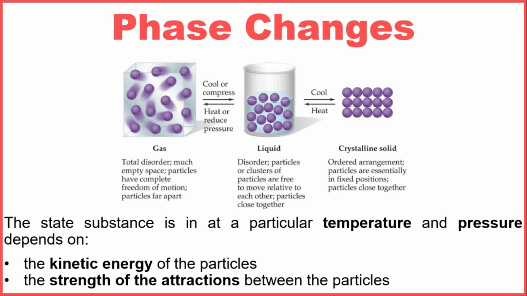Converting a gas into liquid or solid requires the molecules to get closer to each other, which means cooling or compressing the gas is needed. Converting a solid into liquid or gas requires the molecules to move farther apart, which means heating it or reducing the pressure on it.